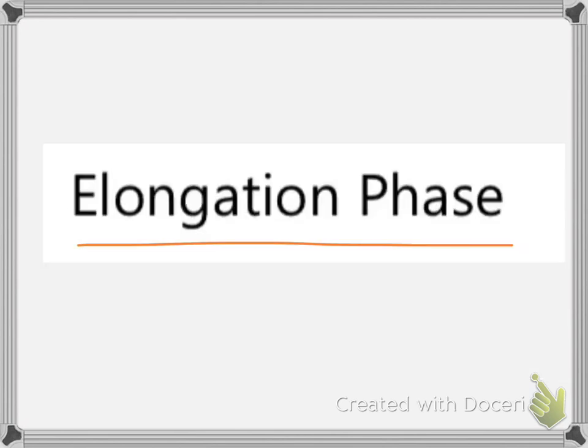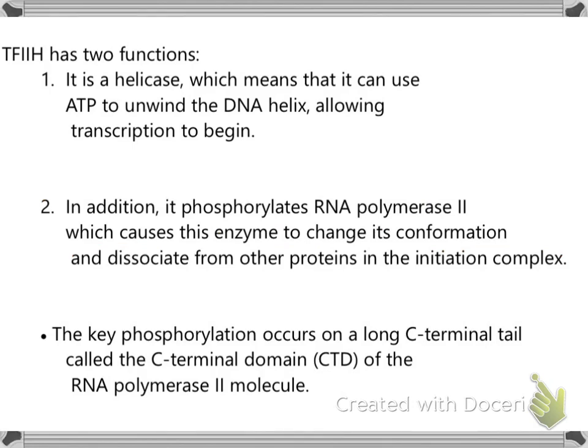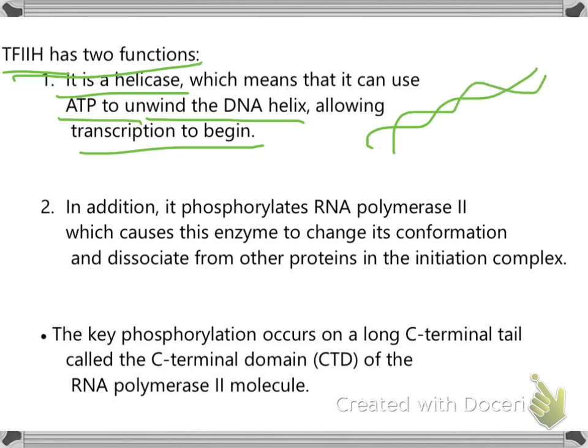Next is the elongation phase. We earlier discussed that TFIIH, which already binds with the RNA polymerase II, has two functions. The first one is a helicase function. It requires ATP to unwind the DNA helix, allowing transcription to begin. Helicase means it unwinds the DNA. If the DNA is like this, the helicase will unwind the DNA like this.